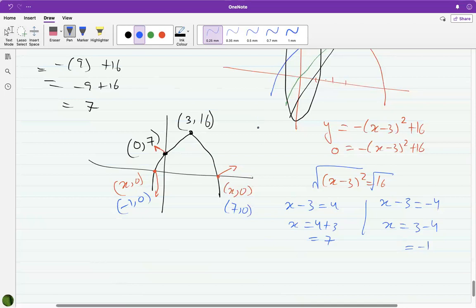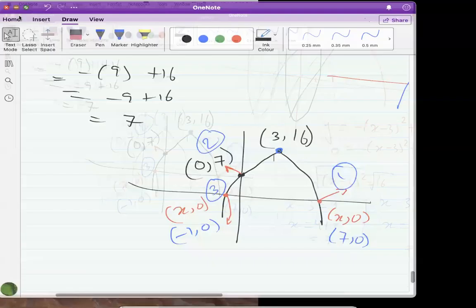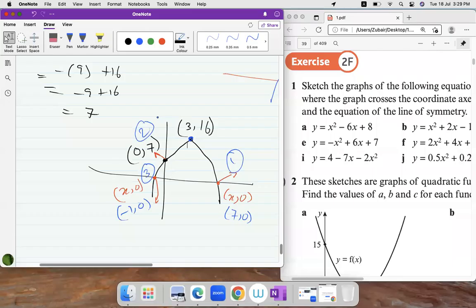So the requirement of the question was to sketch it, labeling all the points of intersection. So point 1 labeled, point 2 labeled, point 3 is labeled, and turning points labeled. And there's the sketch. Is it clear a little?